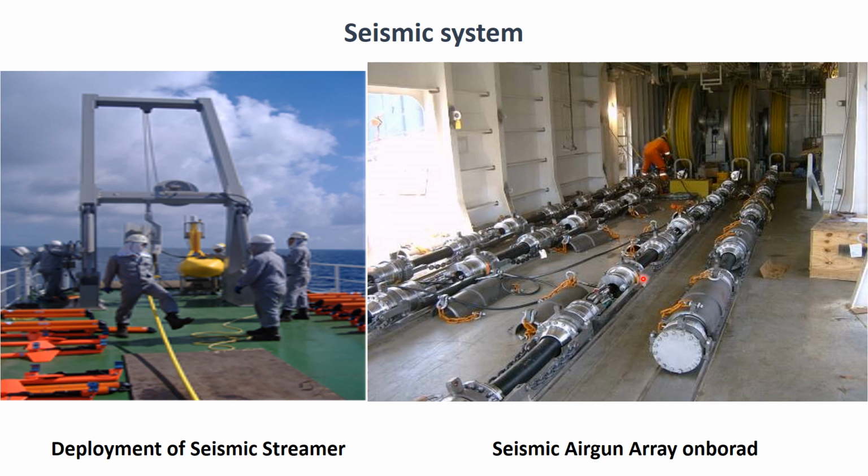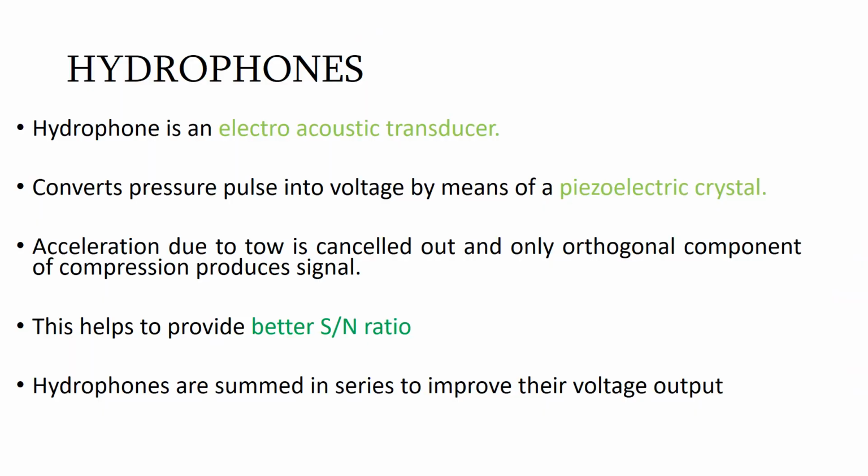I have already described what seismic sources generally are and how they are operated. There are four gun systems. Now, what is a hydrophone? It is an electroacoustic transducer that converts the pressure pulse into voltage using a piezoelectric crystal. This helps provide a better signal to noise ratio. When there are many hydrophones, they are generally coherent and summed in series, to have a better S/N ratio and improve their voltage output.